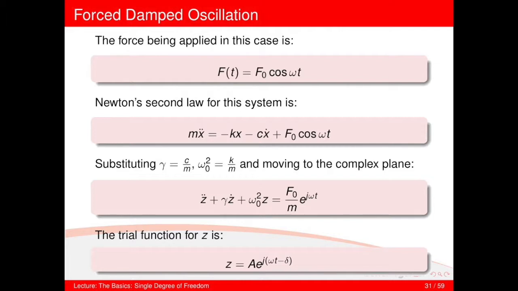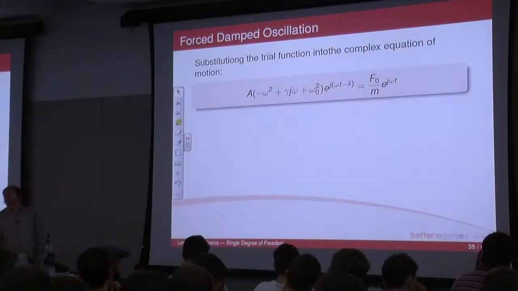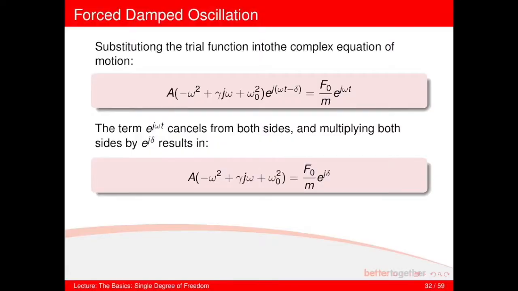Okay, we've got a phase in here which is delta. We'll worry about that in a minute, and we've got a certain amplitude. We don't know what that is yet. So we'll stick that in for z and see what happens. We end up with minus omega squared plus j gamma omega plus omega naught squared, times A e to the j omega t minus delta, equals F naught upon m e to the j omega t. Because remember we took this equation and divided by m, you get F naught upon m over here. So we make that substitution.